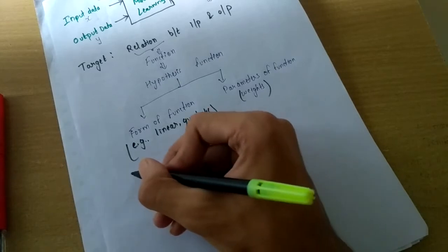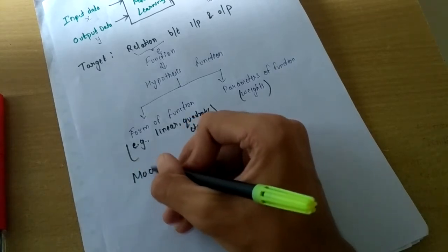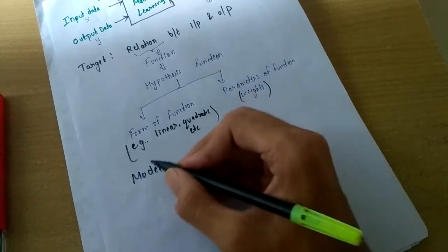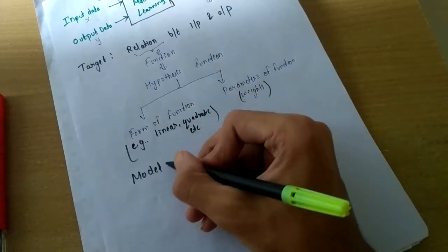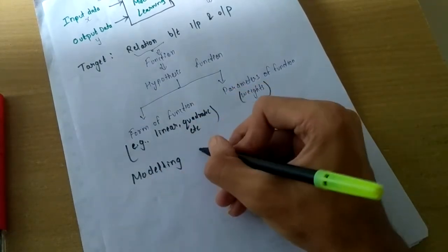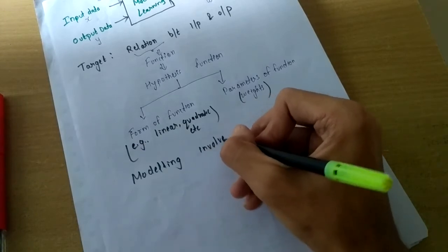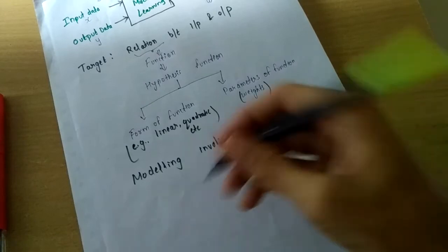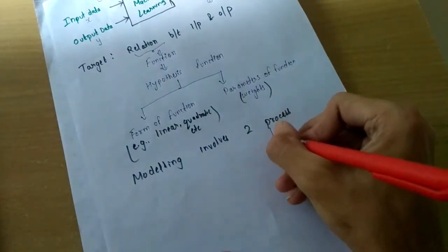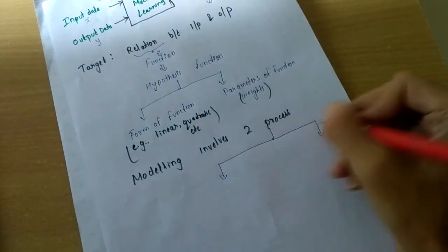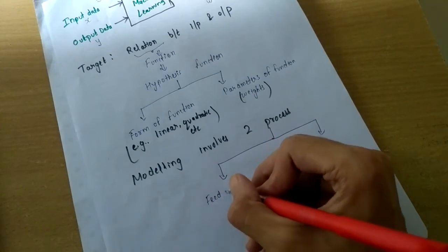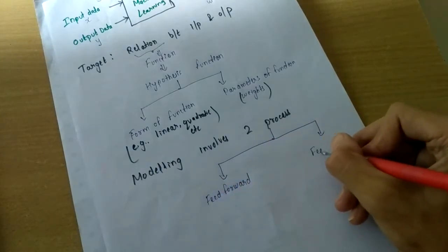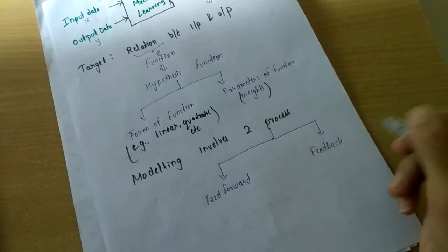Now we have to model this function. So how can we model this function? Modeling involves two processes. First is feed forward, and second is feedback, which we call back propagation as well.